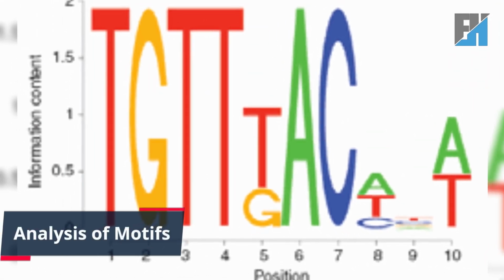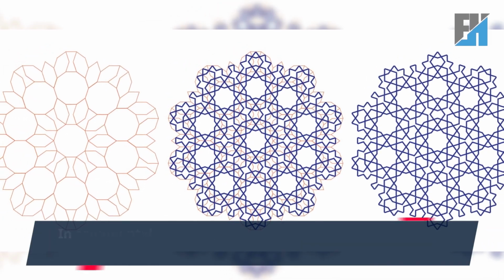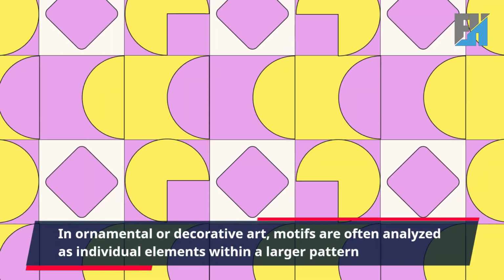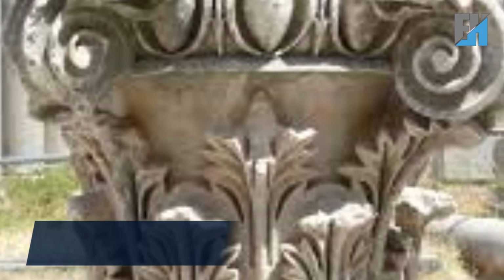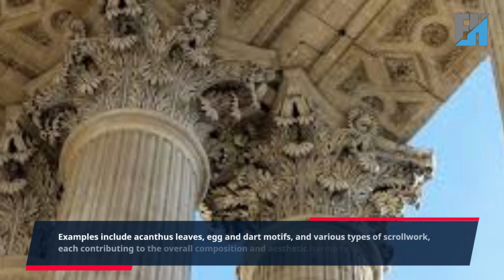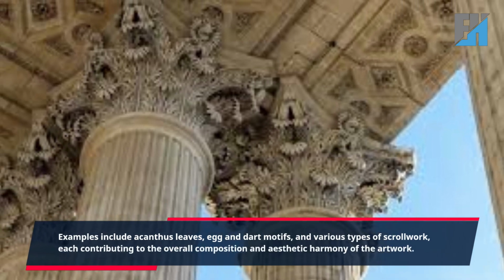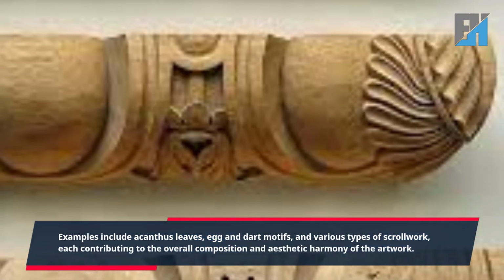Analysis of motifs. In ornamental or decorative art, motifs are often analyzed as individual elements within a larger pattern. Examples include acanthus leaves, egg and dart motifs, and various types of scrollwork, each contributing to the overall composition and aesthetic harmony of the artwork.